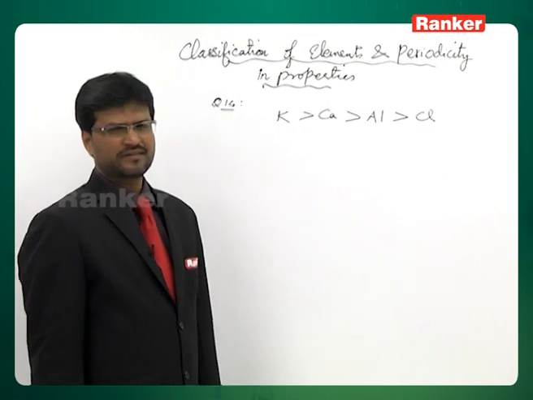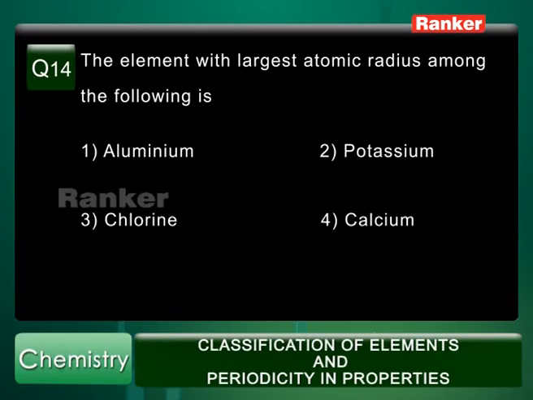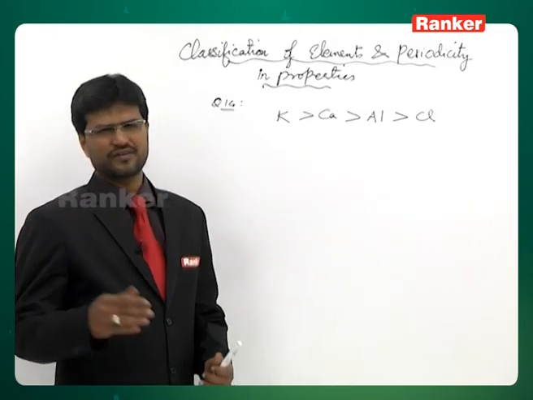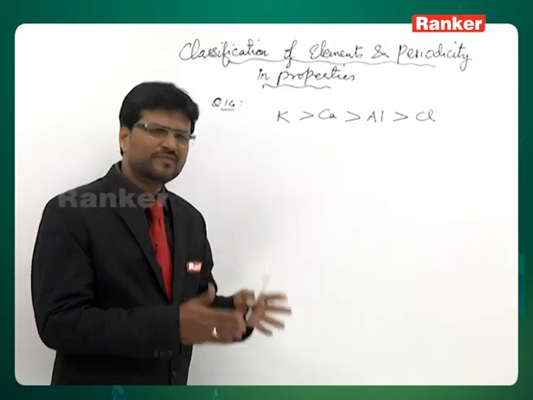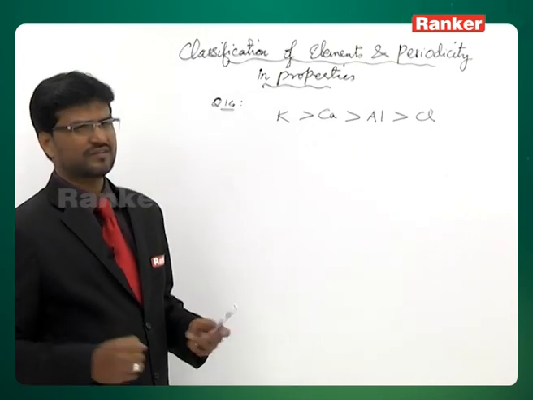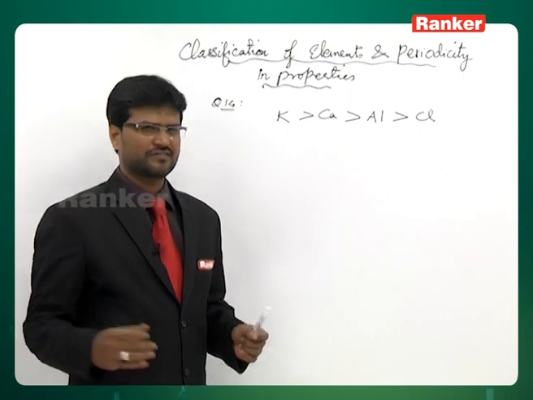Question number 14. The element with the largest atomic radius among the following is: options given are aluminium, potassium, chlorine, and calcium. We know across a period size decreases from left to right. At the extreme left you have the largest atom, and on the extreme right you have the smallest one. Extreme right means halogens.